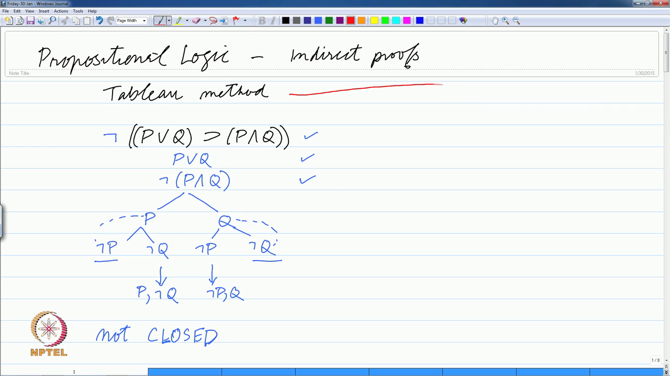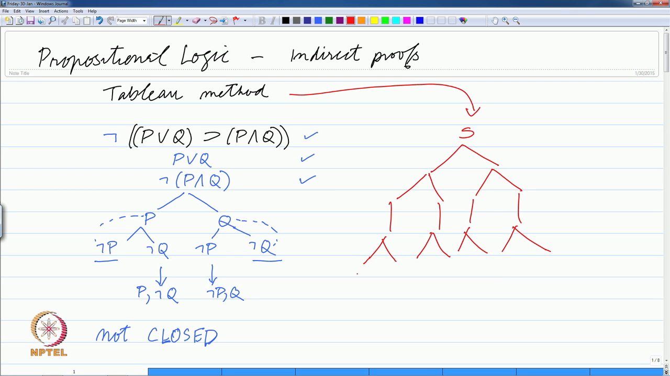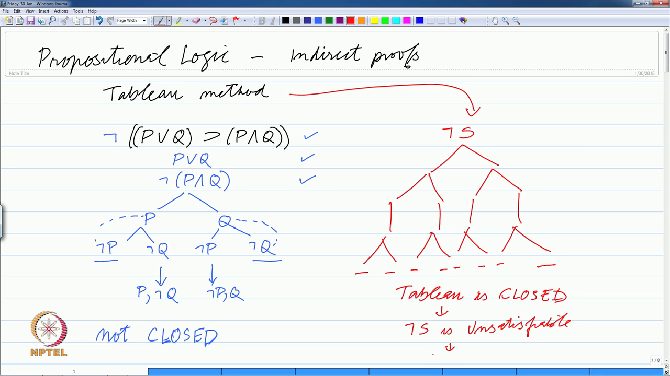So, what we need in a Tableau method is given a formula sentence S, we need some kind of a breakup of the formula, where every branch is to be closed. Now, if every branch is closed, then we say that the Tableau is closed. And if we started with negation of S, then this means that negation of S is unsatisfiable, which means that S is valid or S is a tautology.